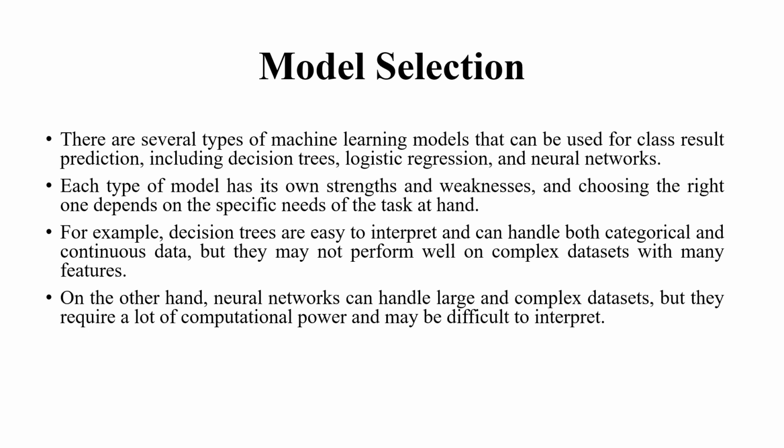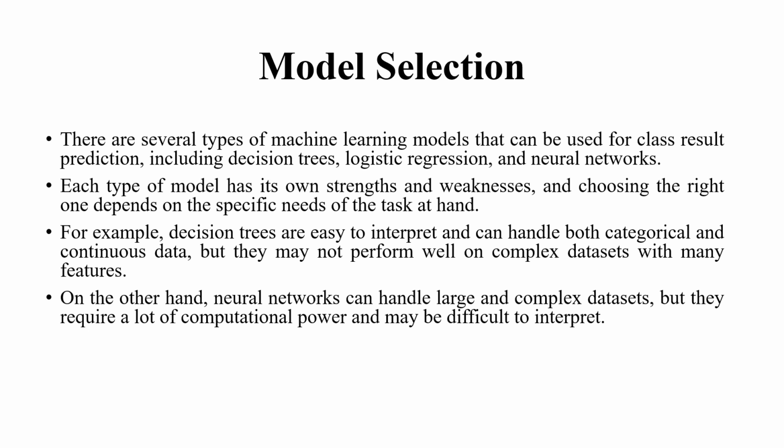Model selection. There are several types of machine learning models that can be used for class result prediction, including decision tree, logistic regression, and neural networks. Each type of model has its own strengths and weaknesses, and choosing the right one depends on the specific needs of the task at hand.